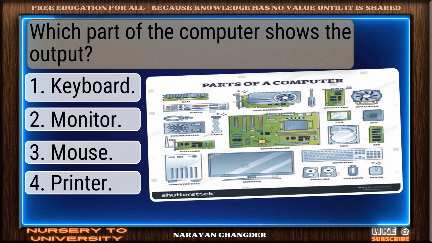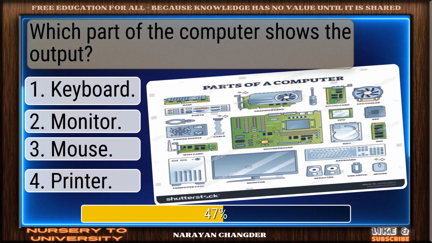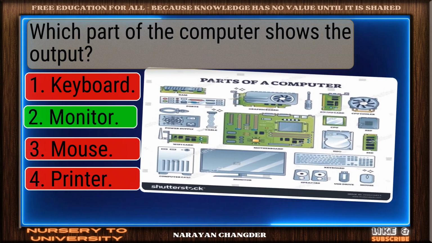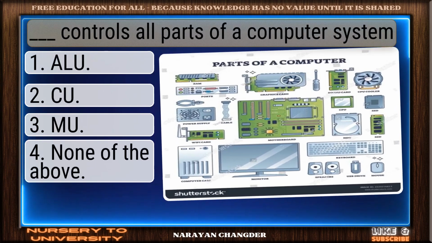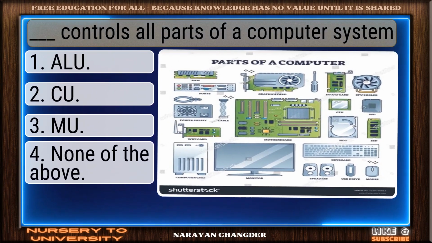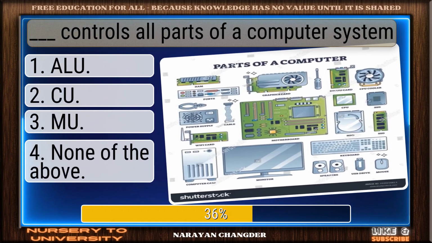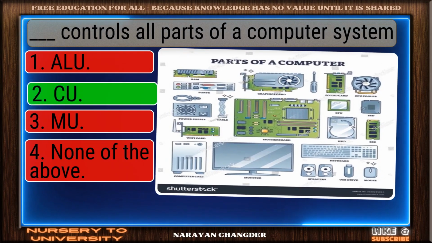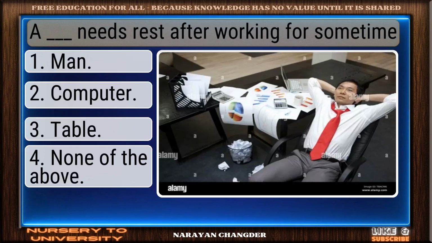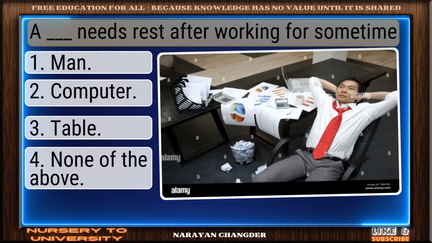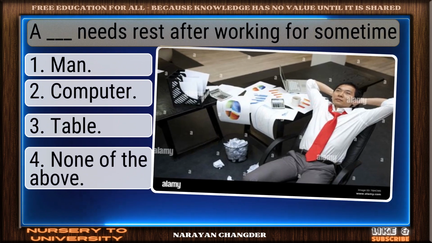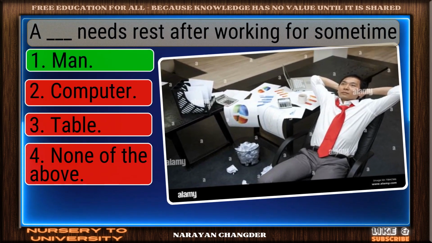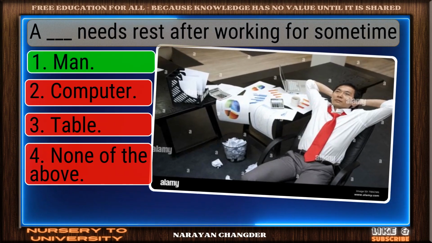Which part of the computer shows the output? Excellent choice. Monitor is the right answer. Dash controls all parts of a computer system. Sharp thinking. Q is the right choice. A dash needs rest after working for some time. Nicely done. Man is a solid answer.